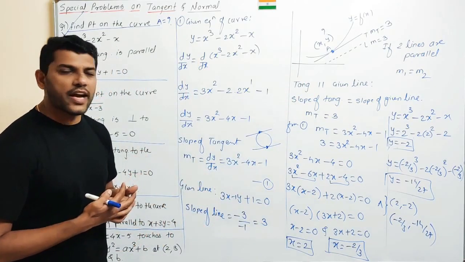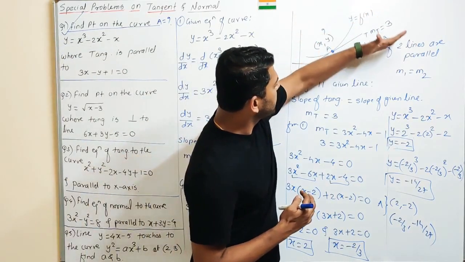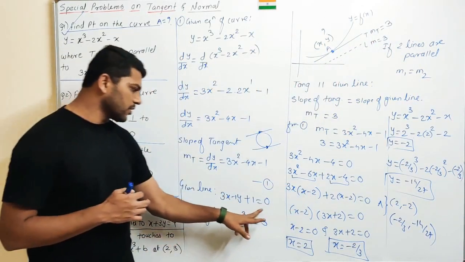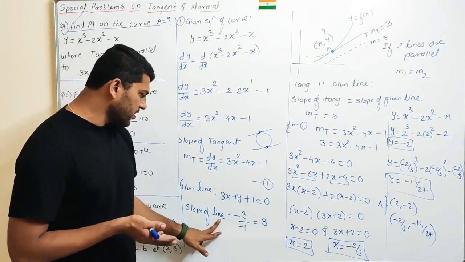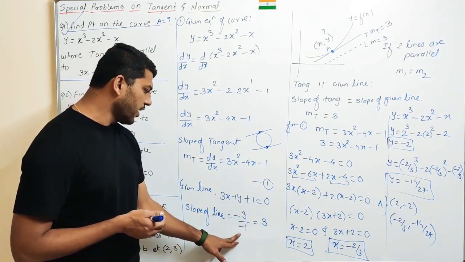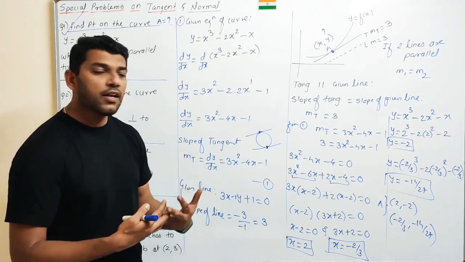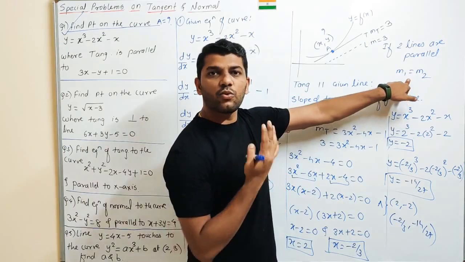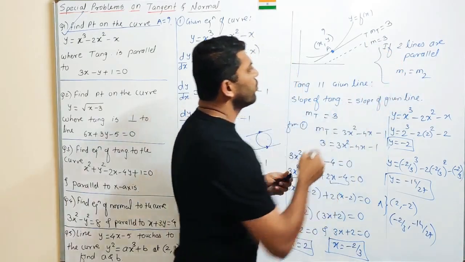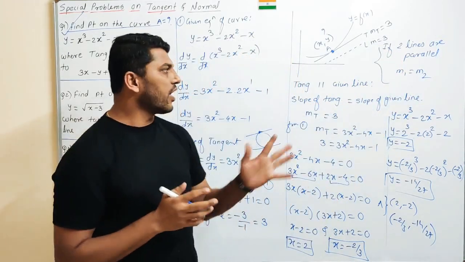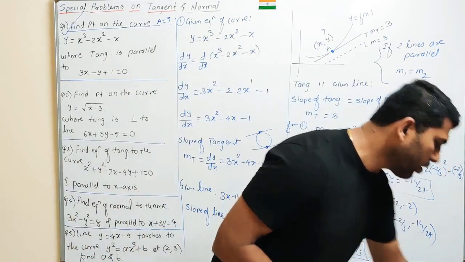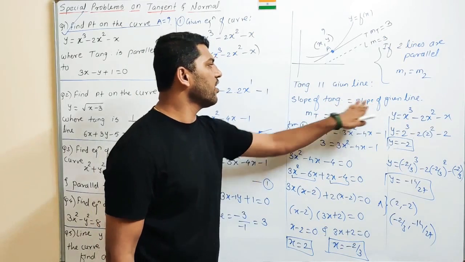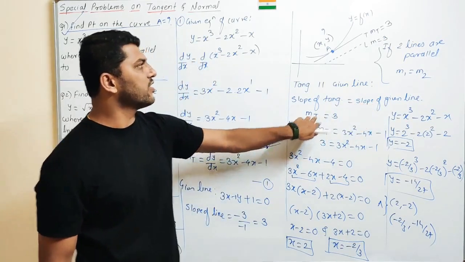But they provided you additional data. This tangent is parallel to the given line. So what is the equation of the given line? If you observe, this is 3x minus y plus 1 equal to 0. Find out the slope of this line, which is minus x coefficient divided by y coefficient, leading to 3. But if two lines are parallel to each other, then their slopes are always equal. This is the concept from lines. So the slope of the given line and the slope of the tangent are equal. Hence the slope of the tangent is also 3.